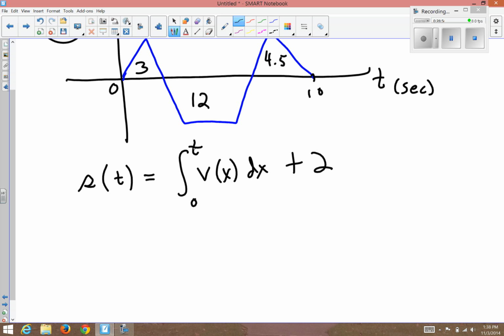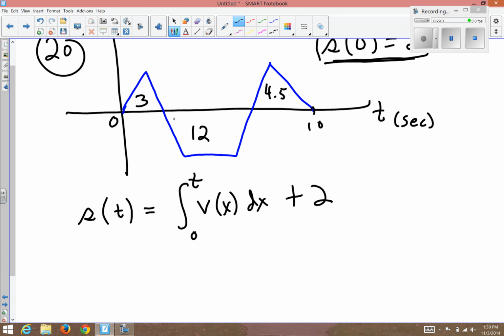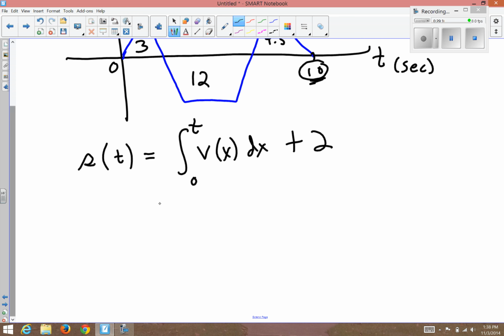Now, what we're supposed to be doing here is finding where the particle is at the end of the trip. That would mean here's the end of the trip, 10 seconds is the end of the trip, and the total distance traveled by the particle. So just like the last problem, we're going to make a column with t and s of t.